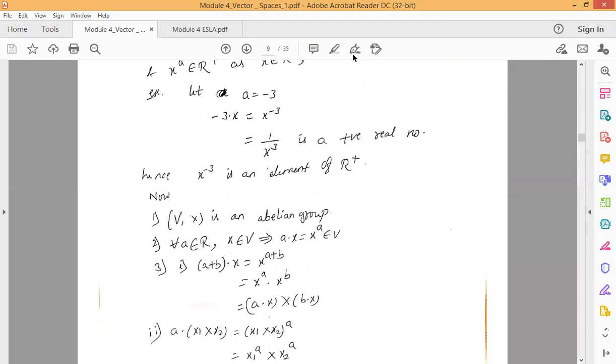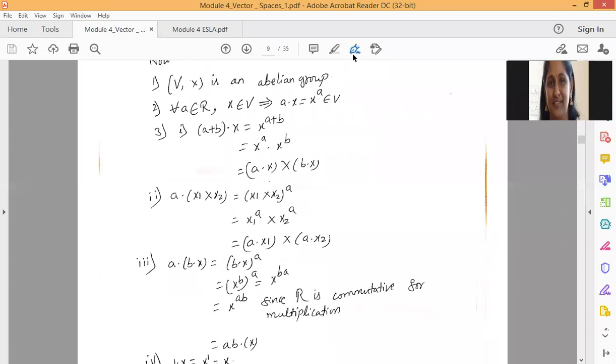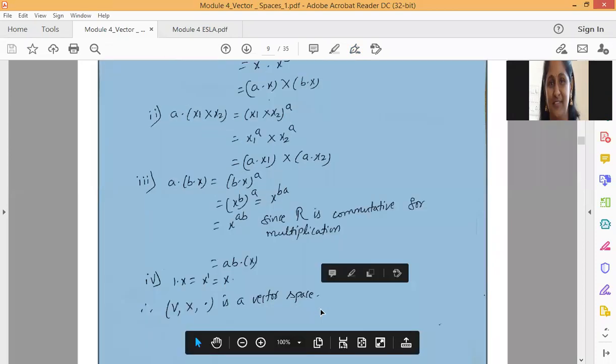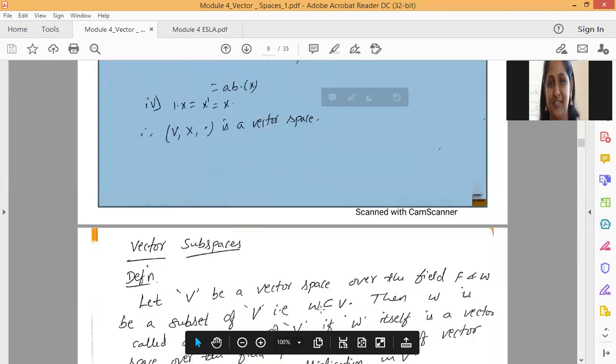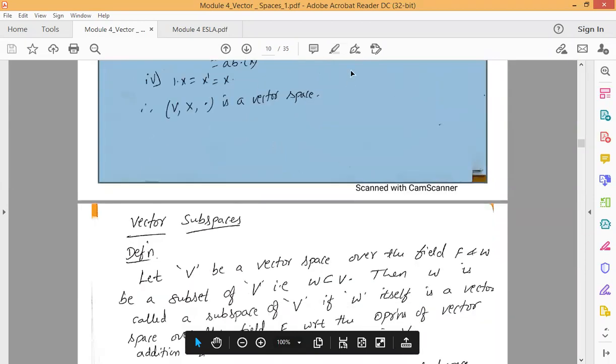So like this you have to make some assumption, and all these properties whatever we have given are in general, we just go with this. I'll be sharing the notes for this. Next we'll go with vector subspaces.